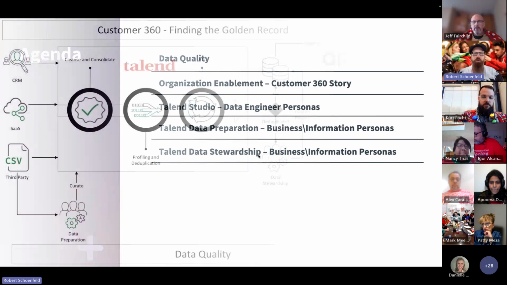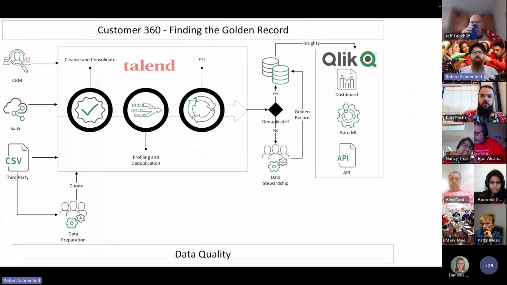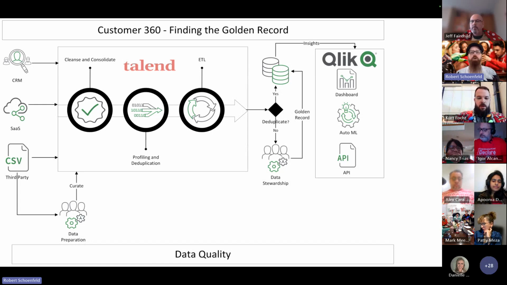Jump to the next screen. So the current problem we have is Customer 360. The goal here is we want to be able to find the golden record from three disparate sources. These sources right now include CRM, SaaS applications, and third-party marketing leads. Using Talend's technology, we're going to be able to cleanse, consolidate, profile, and deduplicate the majority of these records.